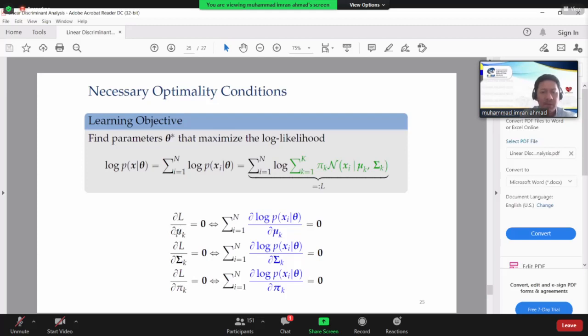DL over D mu K equal to 0, and this one equal to 0. We take this, we take this. And then DL over D covariance equal to 0. And the last one, weight, equal to 0. This one equal to 0. Because we need to calculate 3 of these components.